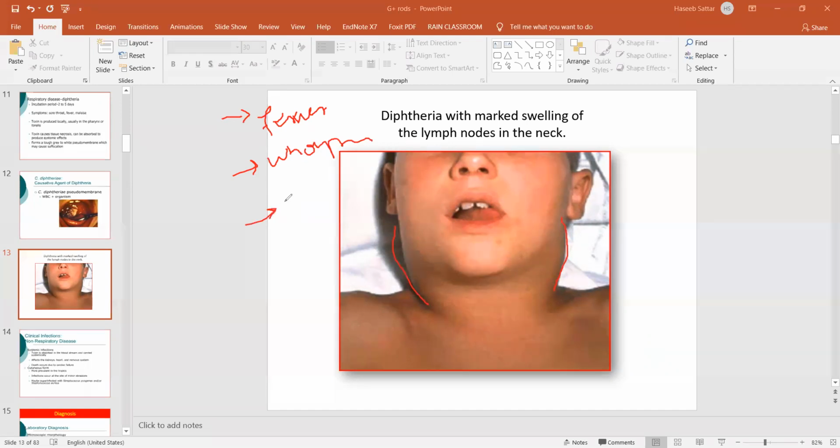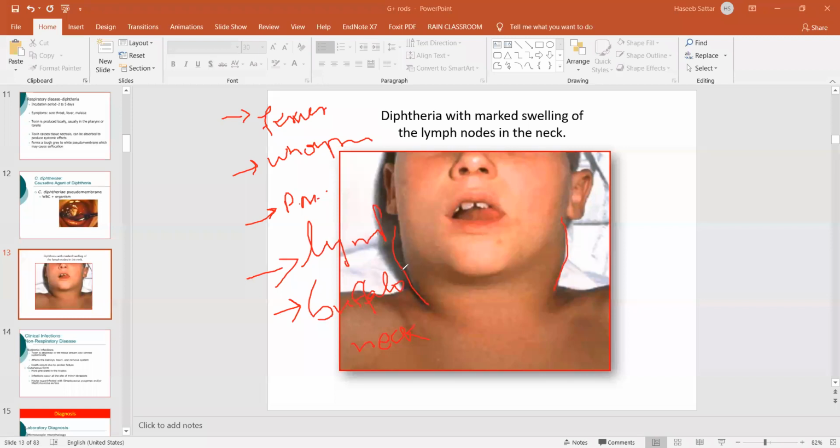There will be a pseudomembrane in the throat, and there will be swelling of the lymph nodes, or we can call it lymphadenopathy. Because of the swelling of the lymph nodes of the neck, the neck swells and the patient's neck appears as a buffalo neck. This is also a sign of diphtheria, of lymph node involvement in this disease. We call it the buffalo neck because it is swollen.